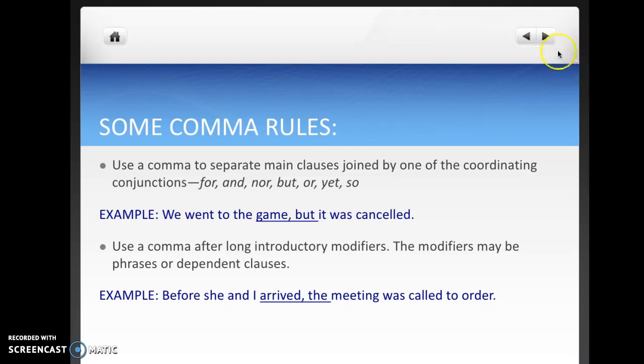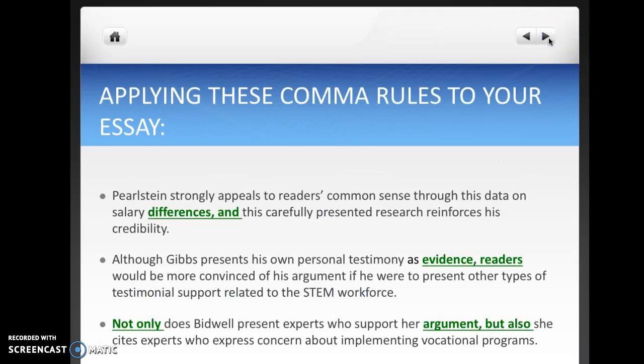Let's look at some examples that you might apply into your paper. So I wrote these sentences out, and I did this for a lot of the slides so you can see how this might apply to you. Pearlstein strongly appeals to readers' common sense through this data on salary differences, and this carefully presented research reinforces his credibility. Notice how this carefully presented research, that whole last part can stand on its own and make sense, and everything in the first part up to differences could stand on its own and make sense, and then it's joined by this and, so we need a comma there.